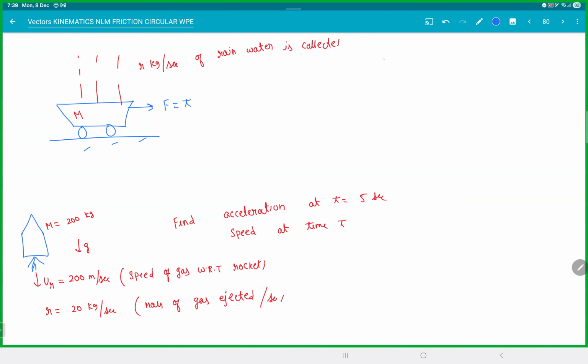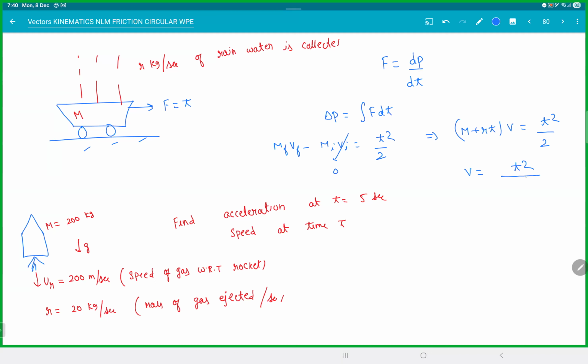What is F? dp by dt. So change in momentum is integral F dt. So what is change in momentum? M final, V final minus M initial, V initial is equal to t square by 2. V initial is 0, you're starting from rest. Mass final, M plus rt, into V is equal to t square by 2. Therefore, velocity will be t square by 2 into (M plus rt).